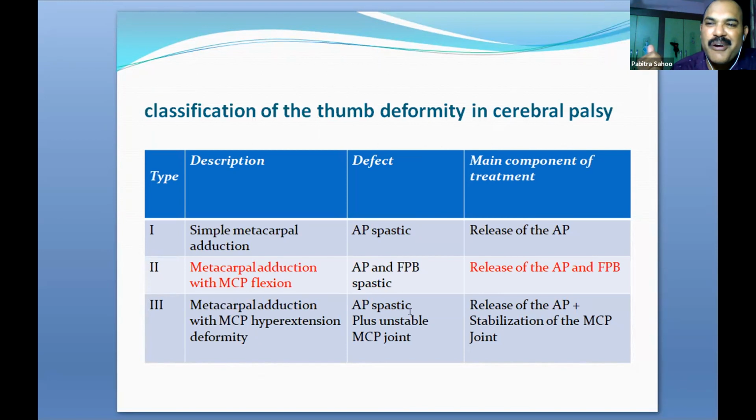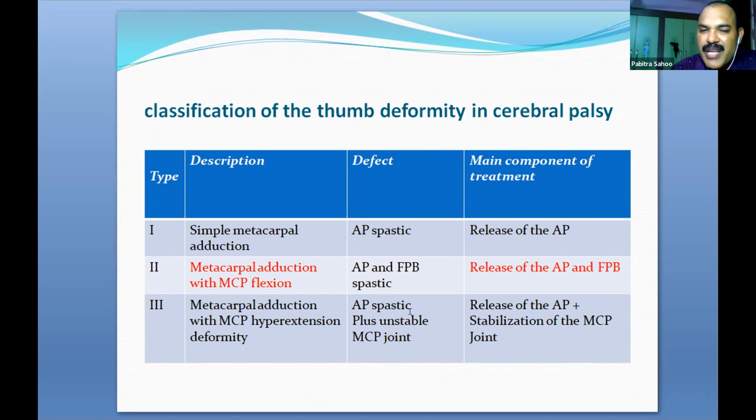We are trying to extend the thumb by transferring palmaris longus to the extensor pollicis longus, but that is not the treatment. So you have to see what is the status of adductor pollicis. That is the major cause of adduction of the metacarpal, which limits the abduction of the thumb. Second is metacarpal adduction with MCP flexion.